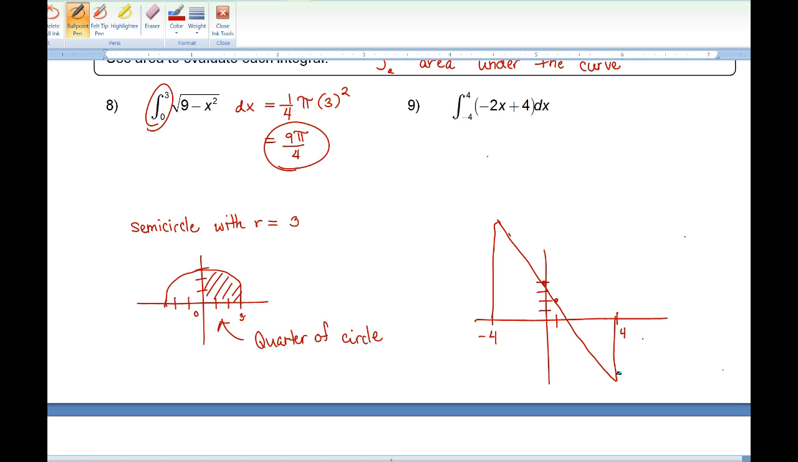But what do we have? We have 2 triangles. Now, do you remember when the graph goes below the x-axis, the integral ends up being negative? So we're going to count this triangle here as a positive answer to our integral, and down here it's going to be negative. So it's positive here, negative here.